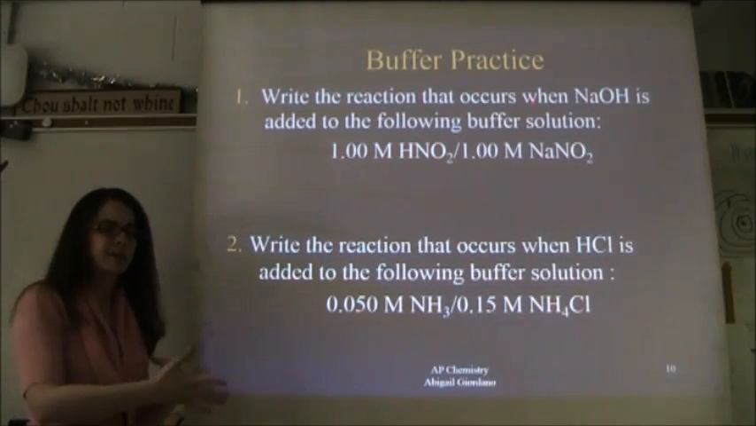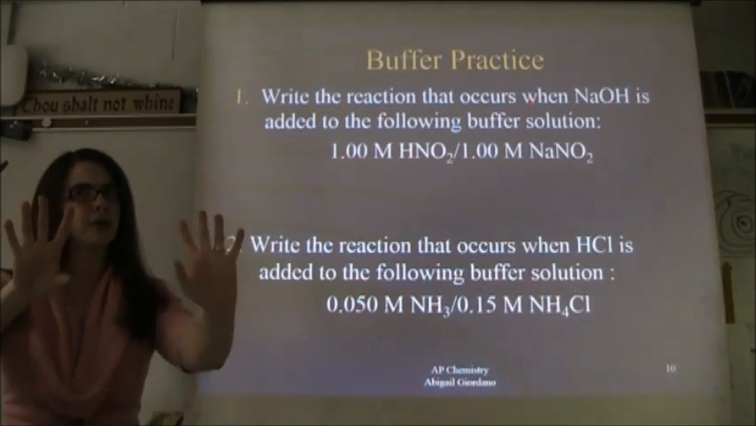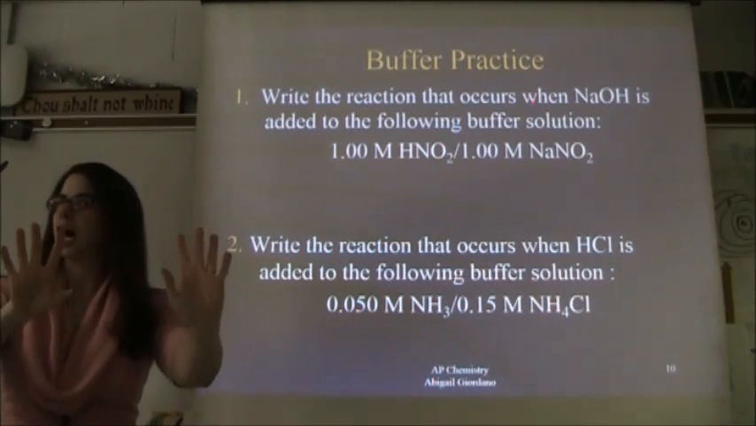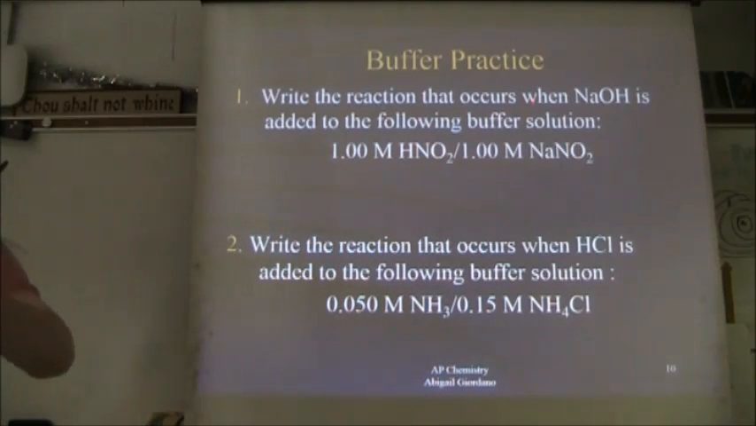The other type of buffer system, we've got a weak base, and then what's the other required component? It's conjugate acid. Okay? Now, what's the purpose of a buffer? What are they good for? Why do we care? They resist changes in pH. Whatever the pH of the environment is, they will keep the pH nice and steady.